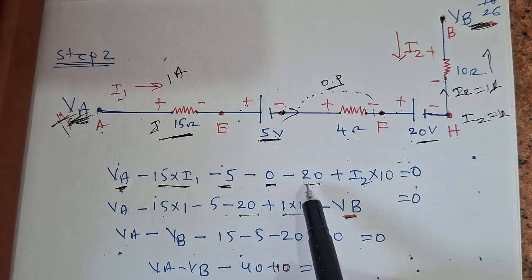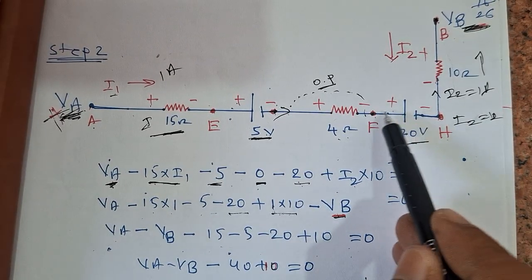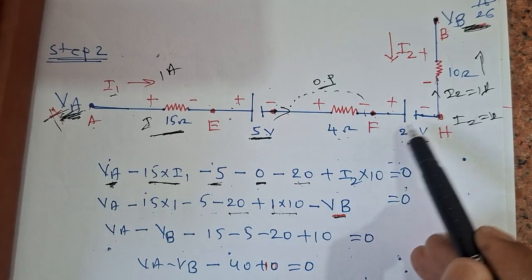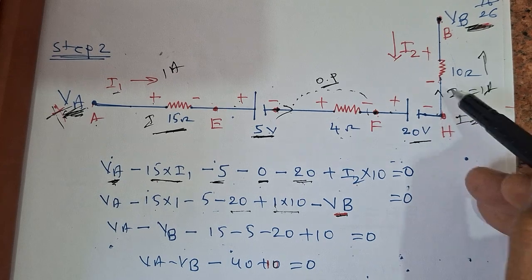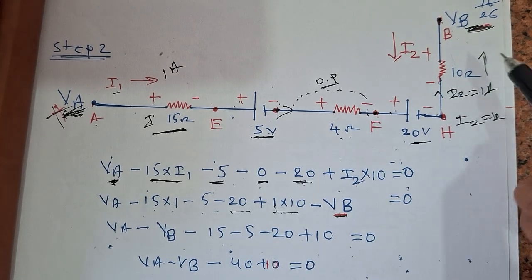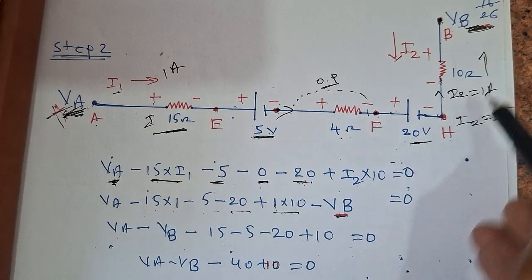Okay, this is done. Next, minus 20 volts. Again, we are moving in our direction from higher potential to lower potential, so this becomes negative. Then this is a minus and we are moving from negative to positive, so we have to take plus I2 into 10.